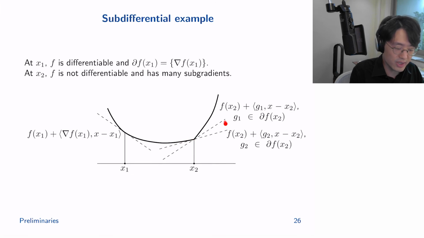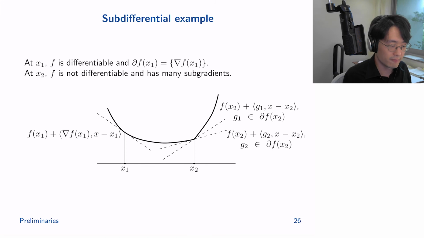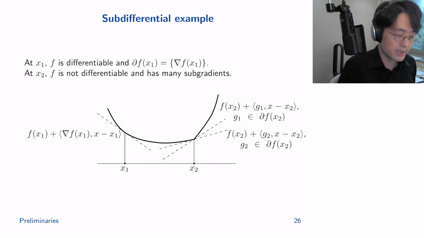And in fact, it's not just these two choices. We can imagine rolling this line around to different angles and getting many different global lower bounds at this point. And the slopes of those global lower bounds correspond to the subgradients of the function f at point x2.